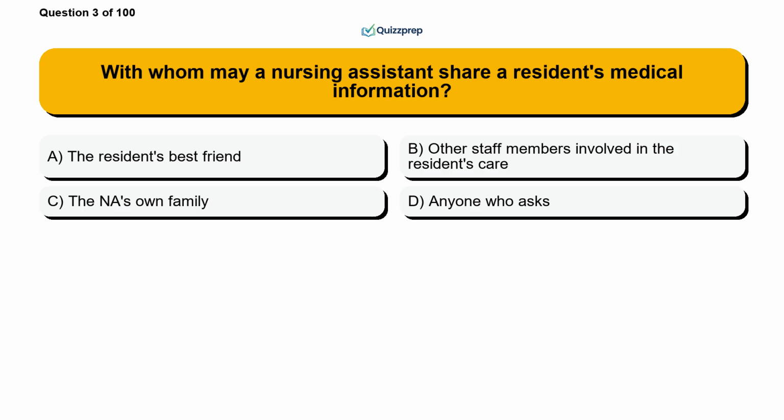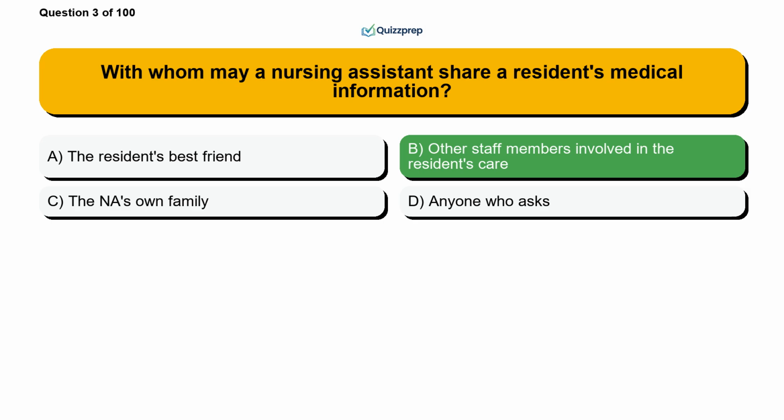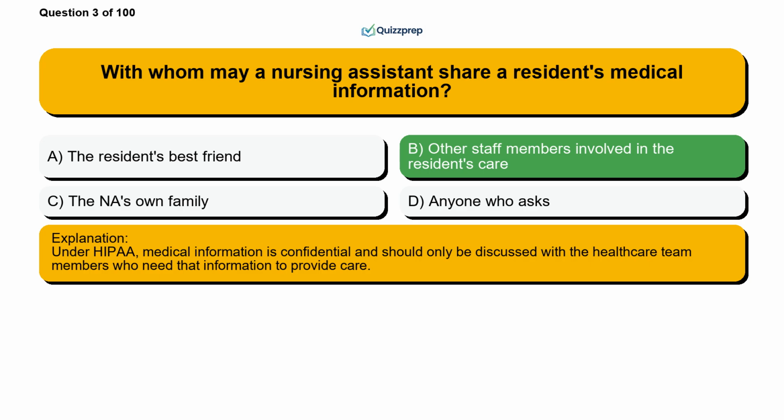Option A, the resident's best friend. Option B, other staff members involved in the resident's care. Option C, the NA's own family. Option D, anyone who asks. The correct answer is option B, other staff members involved in the resident's care. Under HIPAA, medical information is confidential and should only be discussed with the healthcare team members who need that information to provide care.